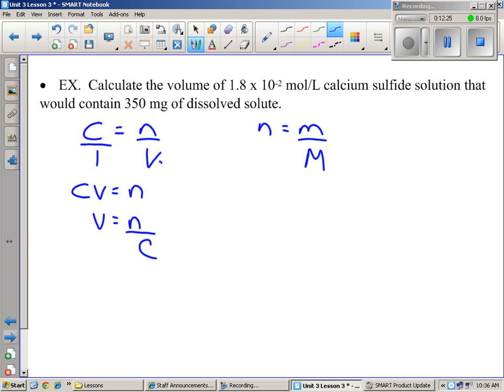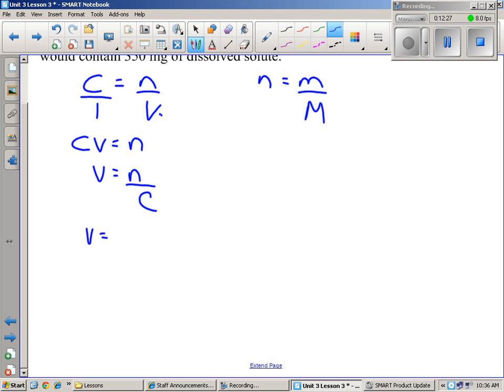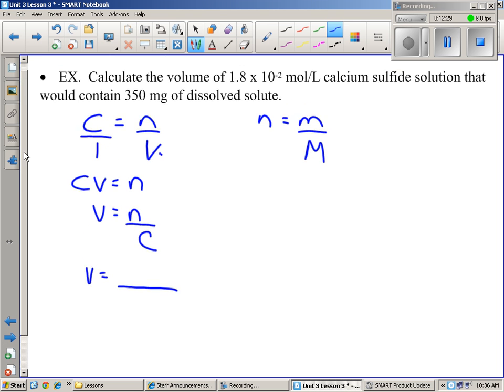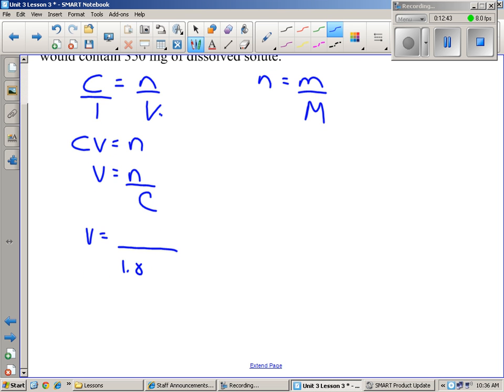Well, right now, we actually know one of those two things. We know C. They told me the concentration. How do I know this is a concentration? Because it says calculate the volume of a 1.8 times 10 to the negative 2 moles per liter. That's the concentration. So I know the concentration, 1.8 times 10 to the negative 2 moles per liter. Okay?